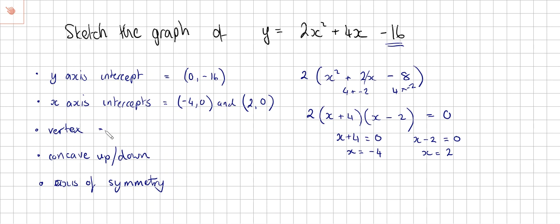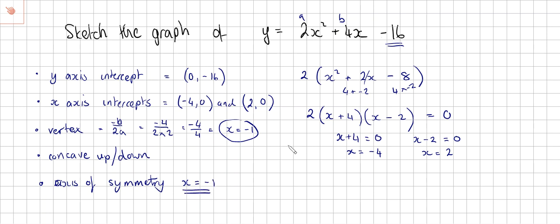The vertex. So lots of people do vertex form. Absolutely no problem, but I'm going to use -b over 2a. So that's -4 over 2 times 2, because that's the b, that's the a. That gives me -4 over 4, which is x equals -1. Okay, so that's also my axis of symmetry, x equals -1.